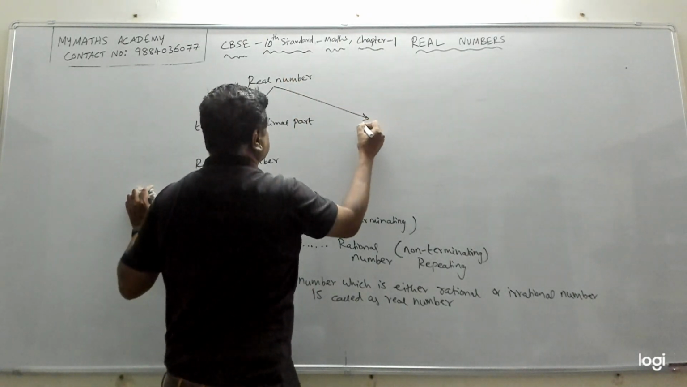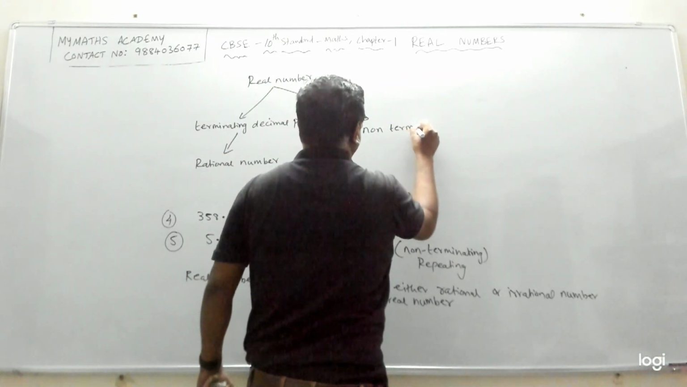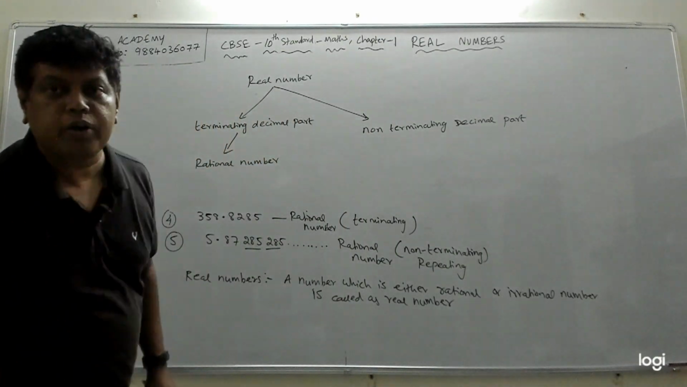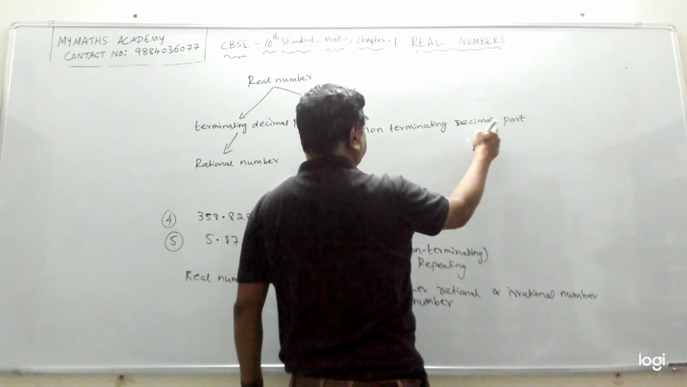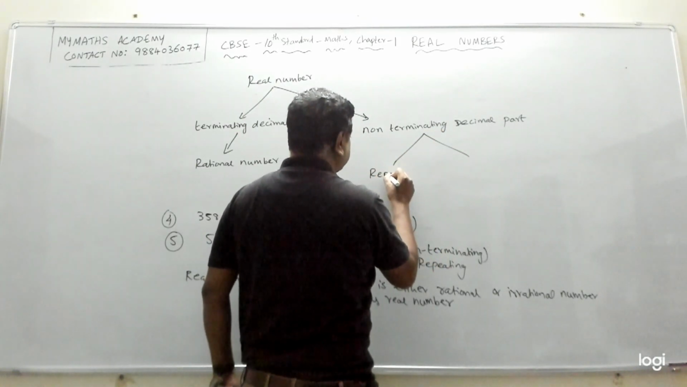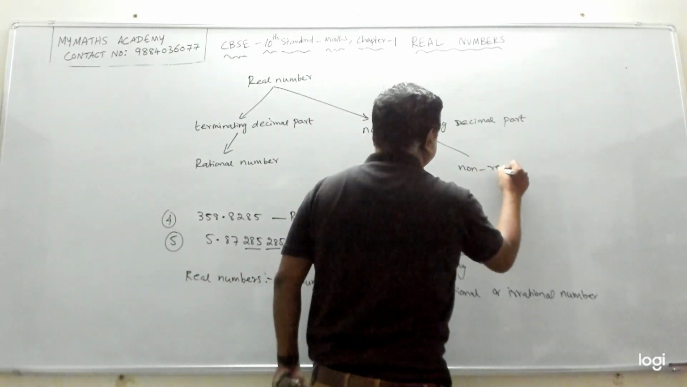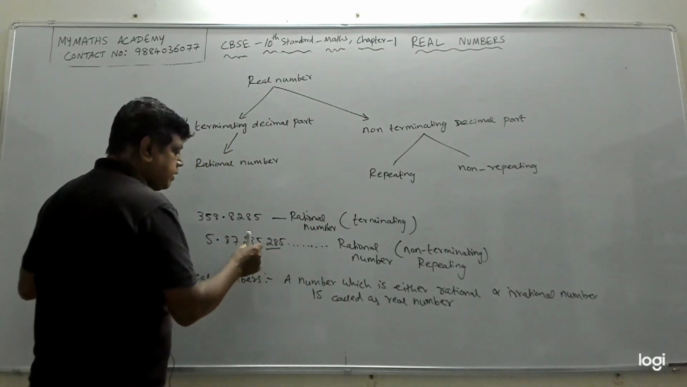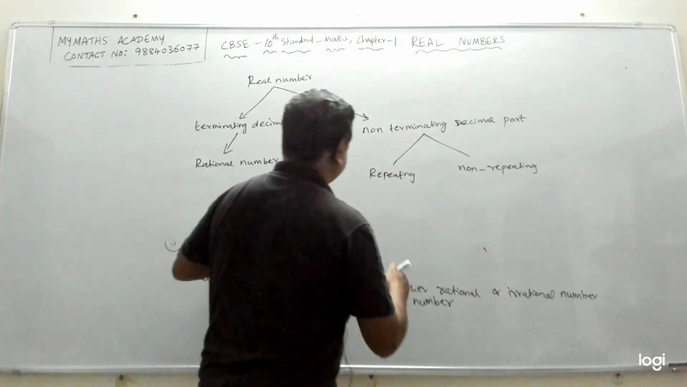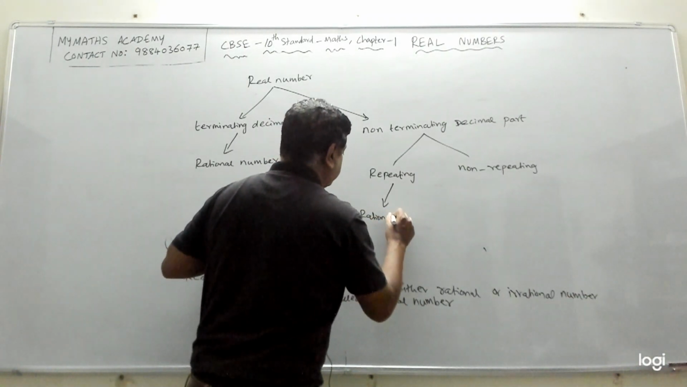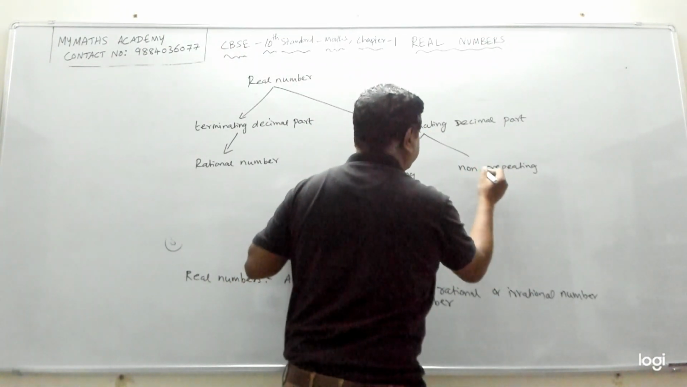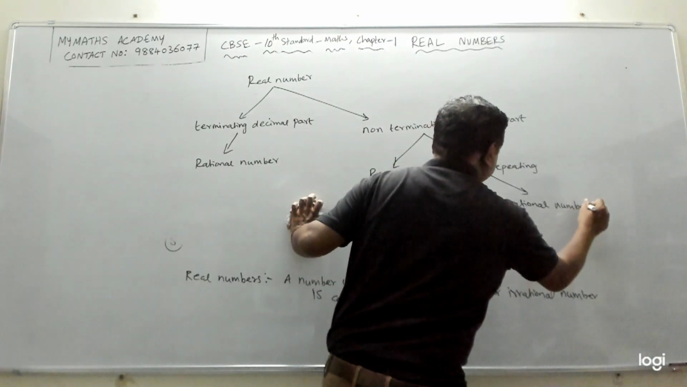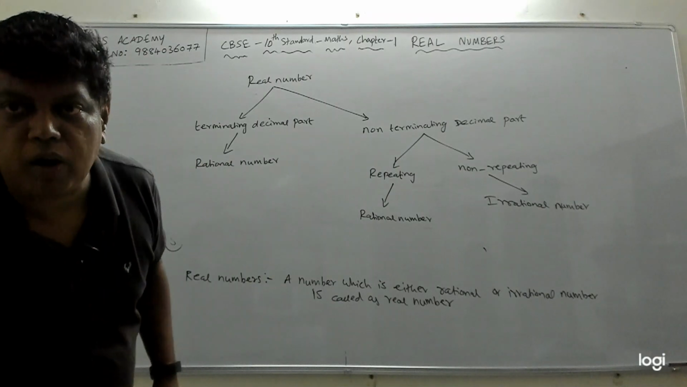Suppose the real number has a non-terminating decimal expansion. It keeps going, dot dot dot dot. The moment you see that, you check whether it is repeating or non-repeating. If it is repeating, you call that number a rational number. But if it is non-terminating and non-repeating, then that number becomes an irrational number. Clear? Everyone? Fine.